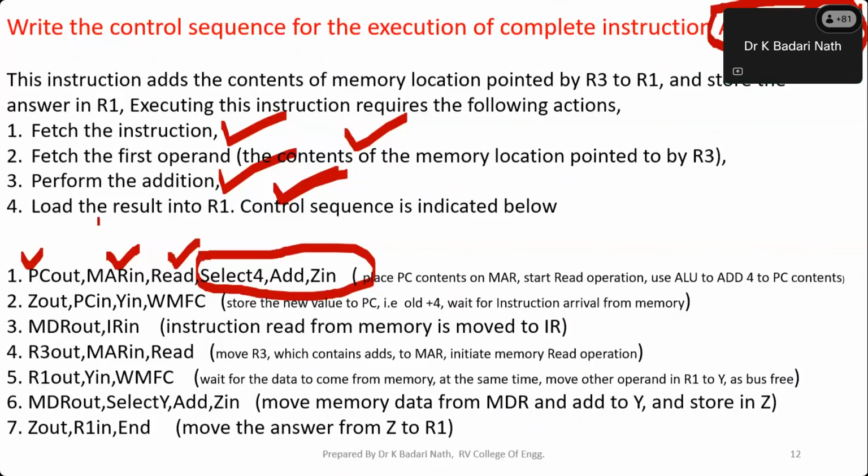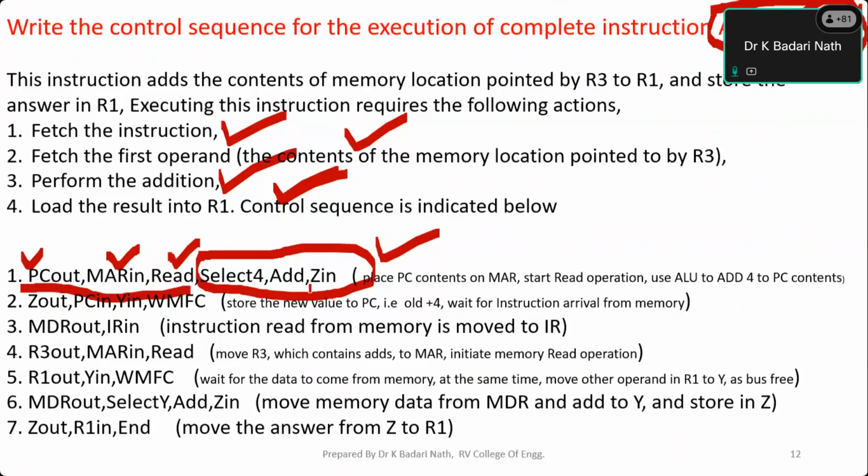During this time, the complete bus is free because you got the PC out, MAR, and you initiated that operation. During that time, the ALU is free. No job is there for the ALU. So during that time, we use the ALU to perform the addition of the program counter by 4. Because the ALU is used for what? Adding the value 4 to the program counter also. The ALU is used to perform other operations also.